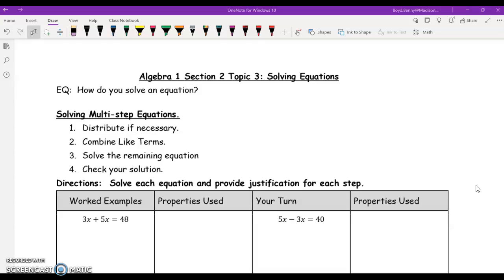Today we're going to focus in on solving multi-step equations. So before we begin, let's review. How do we solve an equation? We solve an equation by isolating the variable, using inverse operations. So go ahead and add that into your notes.